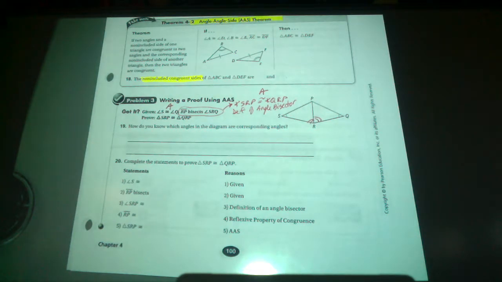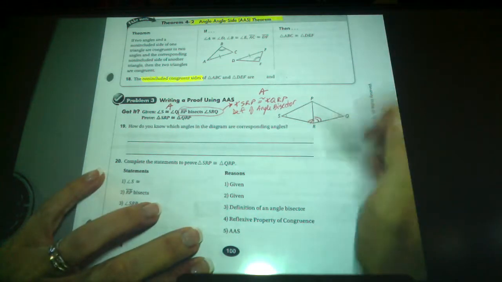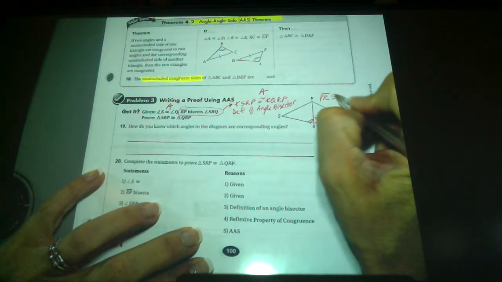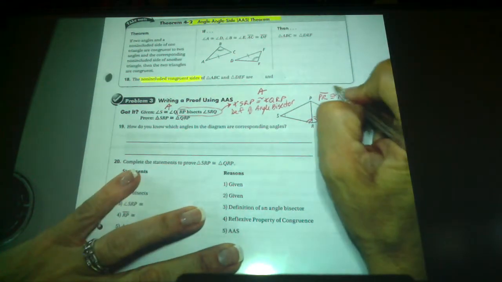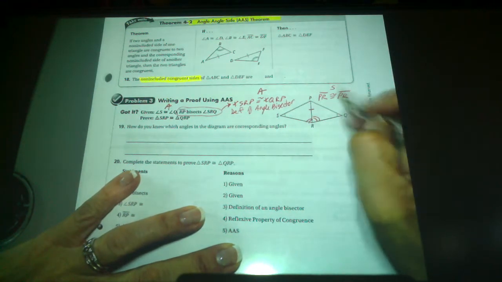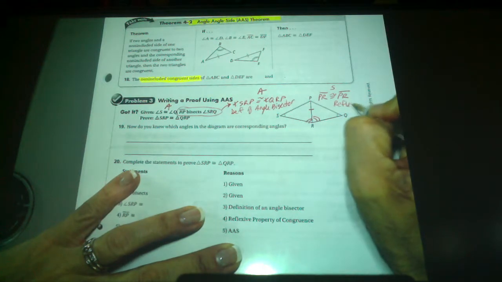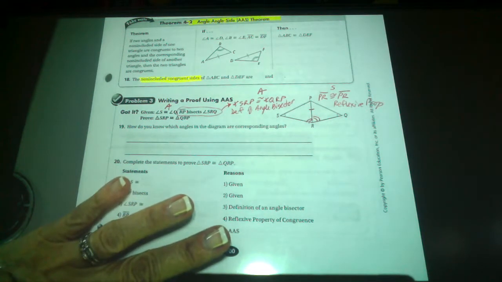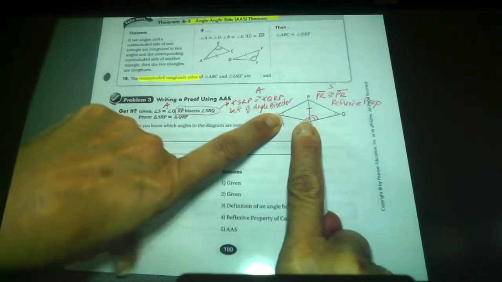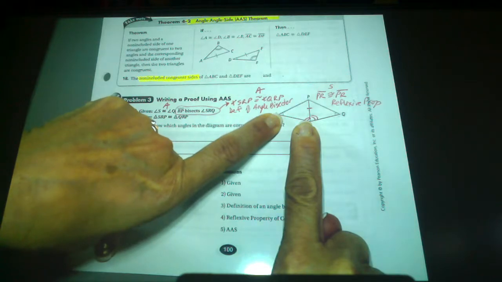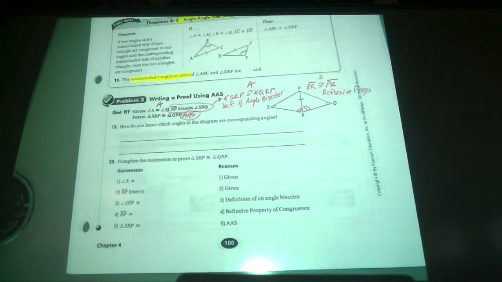So what can I prove that helps? PR is congruent to PR. This has been a very common recurring thing, right? And this is an S statement, so I'm going to tick mark that. We'll write the reason out more later. So I've got AAS or ASA. Is this side included in between the two angles? So put your fingers there. Is that side in between? No. So it has to be AAS, and that's going to be the progression that my proof should follow.